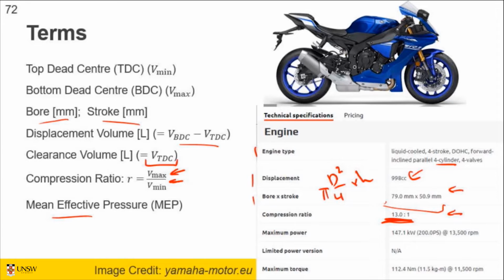Gives me maximum power and maximum torque at an RPM. So they're figures we can use to analyse how efficient the engine is, and so forth.